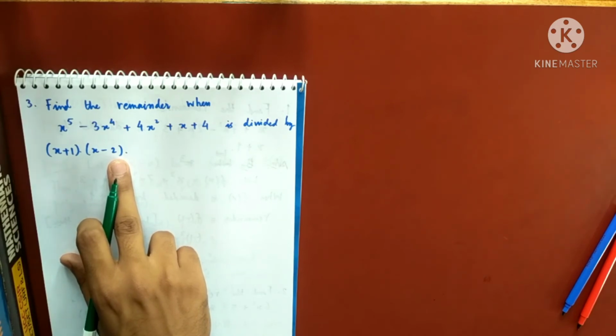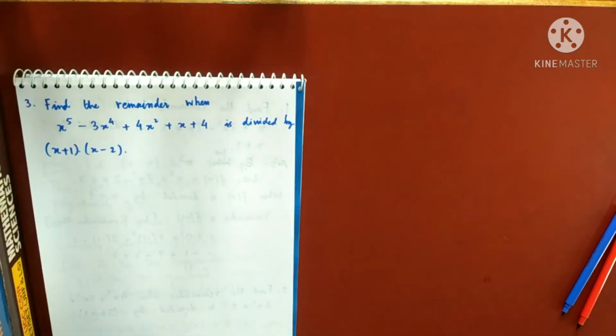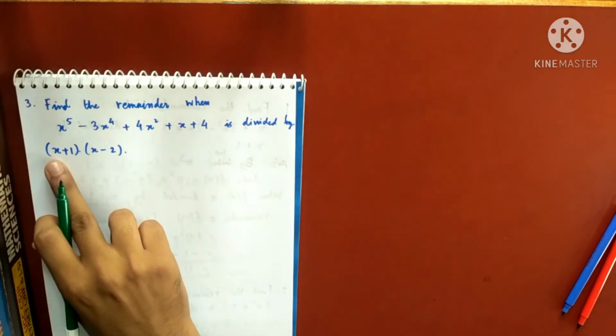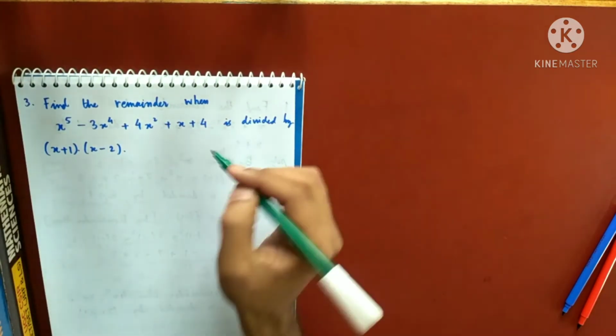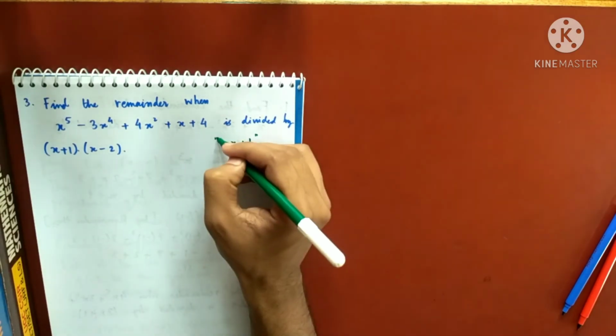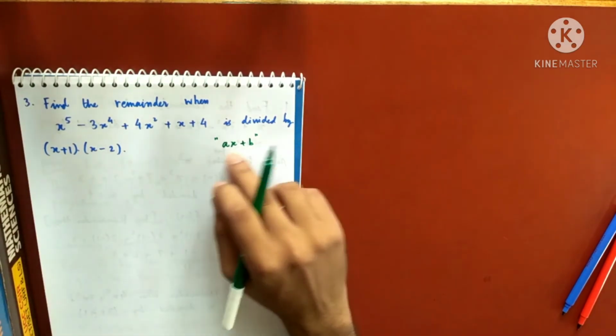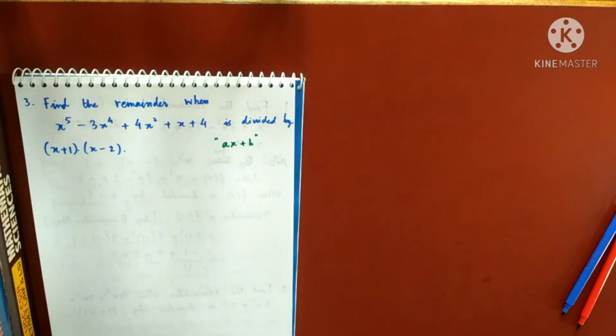What will be the degree of the remainder? Can you tell me? When this is divided by this, what will be the degree of the remainder? 0 or 1. Very good. Or maybe the value is 0. So either the remainder is 0 or the degree will be 0 or 1, right? Because the degree of the divisor is 2. So in general, my remainder will be of the form ax plus b. Why? It is a polynomial of degree 1, and the highest degree possible is 1.